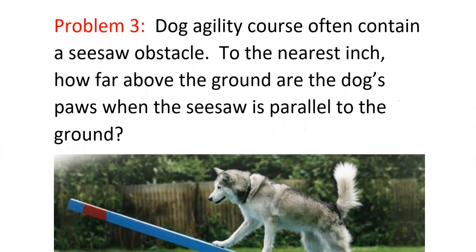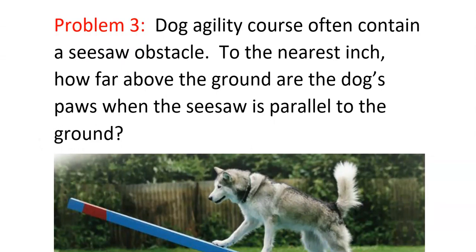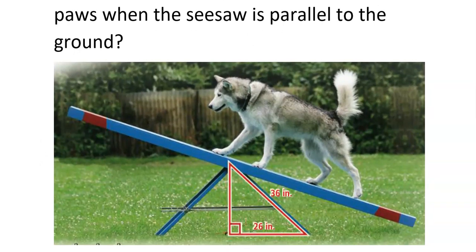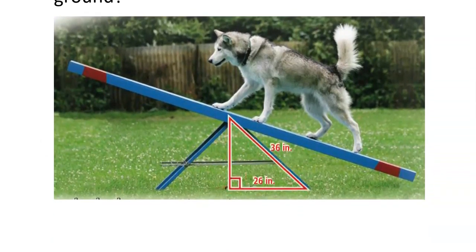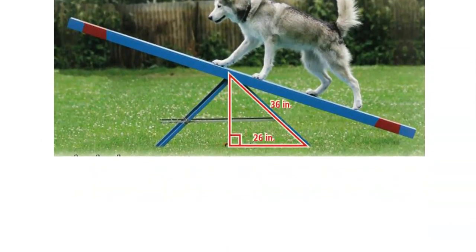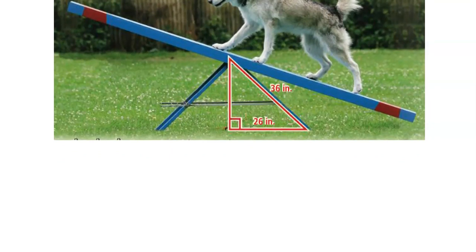Okay, dog agility courses often contain a seesaw obstacle. To the nearest inch, how far above the ground are the dog's paws when the seesaw is parallel to the ground? So they have a little triangle drawn there. What's the hypotenuse length there? And we'll call the unknown x.